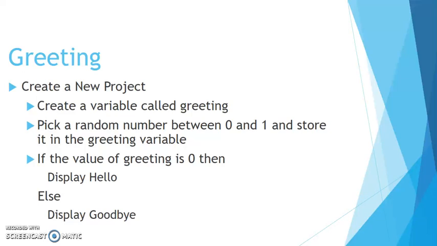So in this screencast, we're going to look at some projects that use decisions within Microbit. Our very first project is a project for a greeting. We're going to create a variable called greeting. We're going to pick a random number between 0 and 1 and store it in the greeting variable. And then we're going to check to see if that random number is 0, then we'll display hello. Otherwise, we'll display goodbye. So we'll go into makecode.com now and create this project.